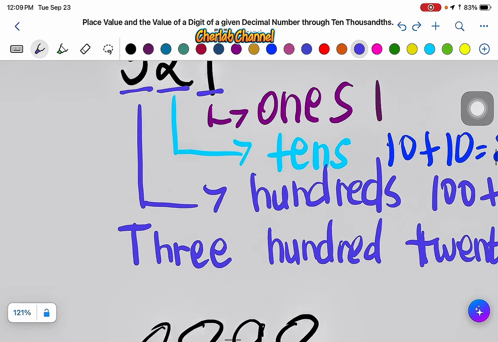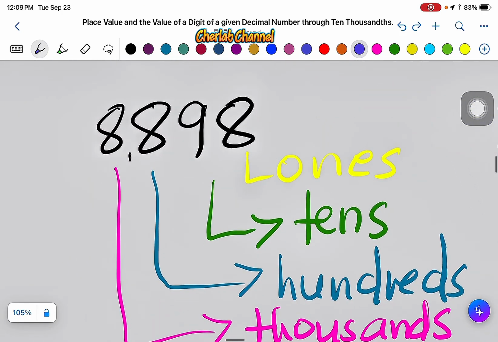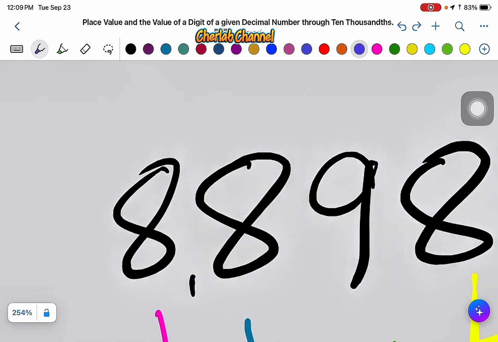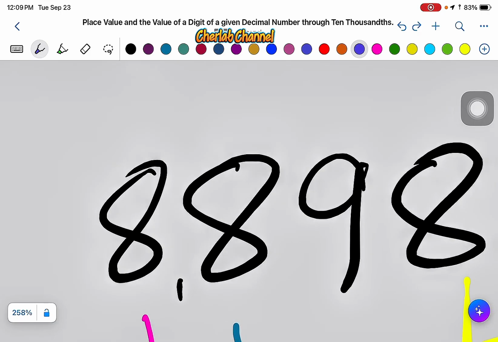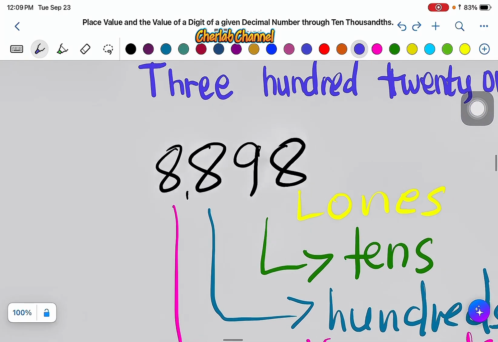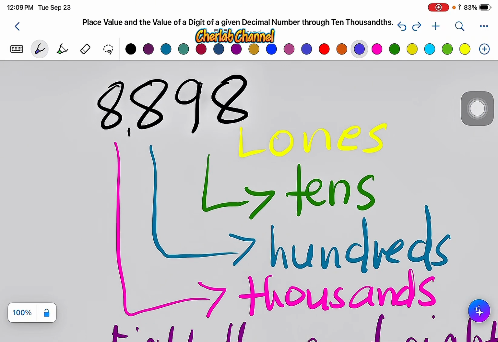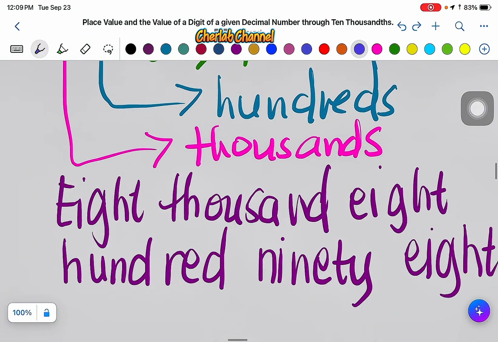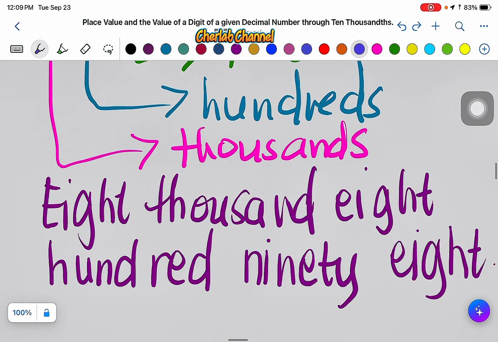321. Okay. And for the last, we have 8,898. So the ones is 8, the tens is 9, the hundreds is 8, and the thousands is 8. Okay, so the proper way of reading that is 8,898.